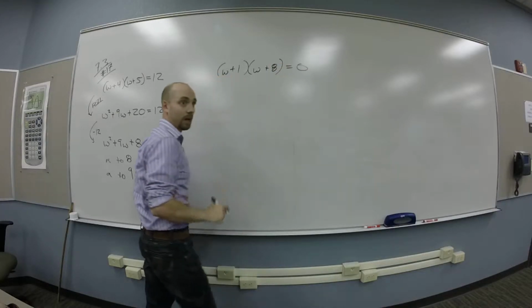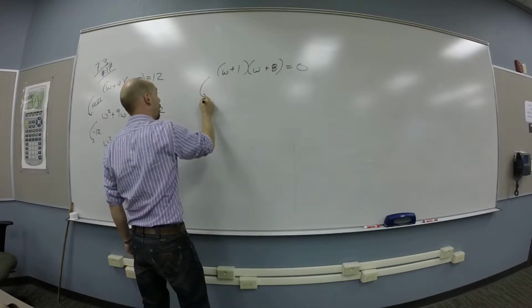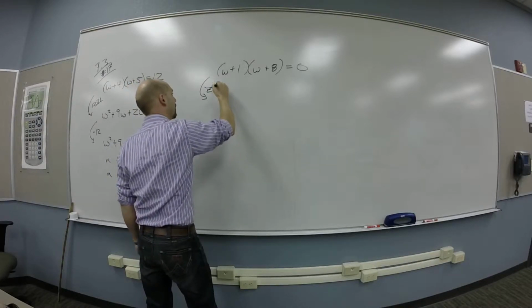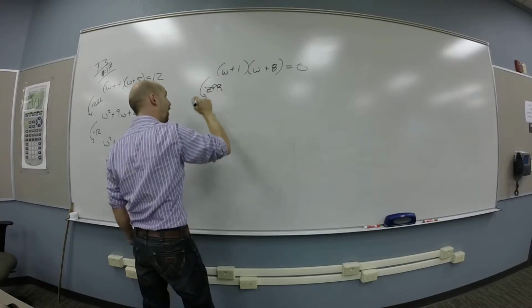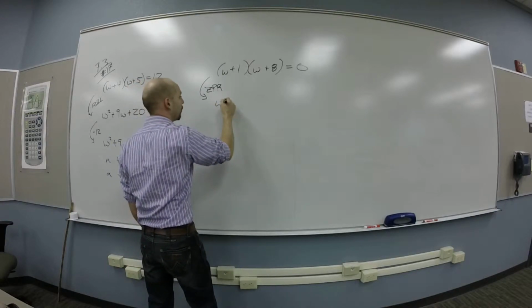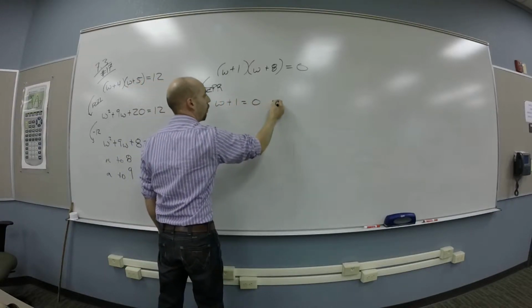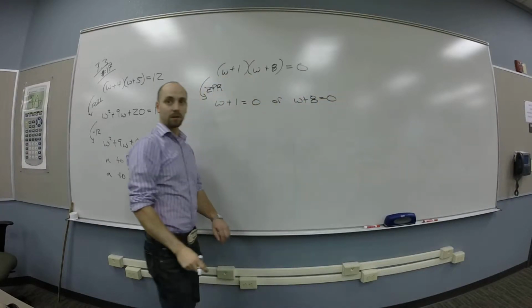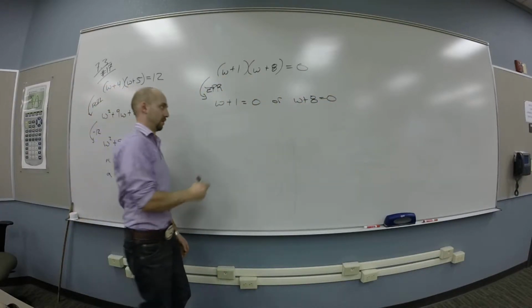And then I apply the zero product rule, ZPR. Okay, so I get W plus 1 is 0 or W plus 8 is 0. And you get W equals negative 1.